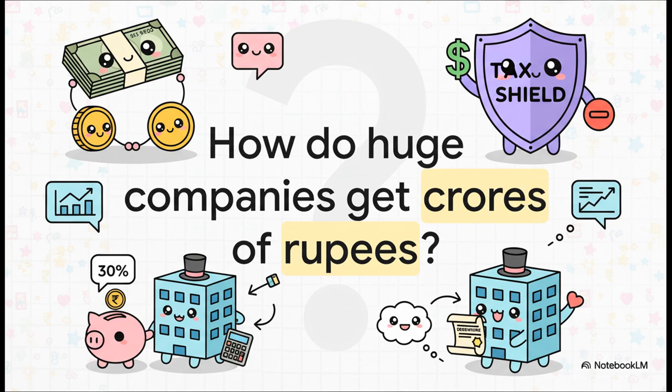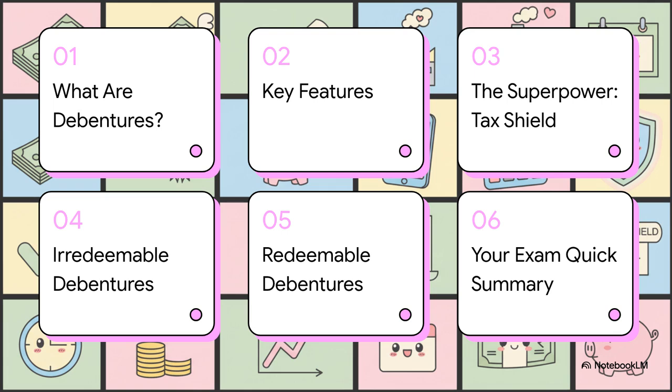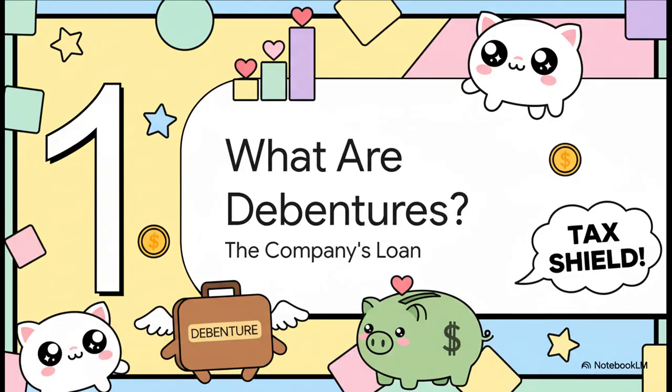Let's find out. So here's our game plan for today. We'll start with the basics, what debentures even are. Then we'll get into the magic of the tax shield. After that, we'll crunch some numbers with the two key formulas you absolutely have to know, and we'll wrap it all up with a quick summary for your exam prep. Ready? Let's get started. So, first things first, what exactly is a debenture?